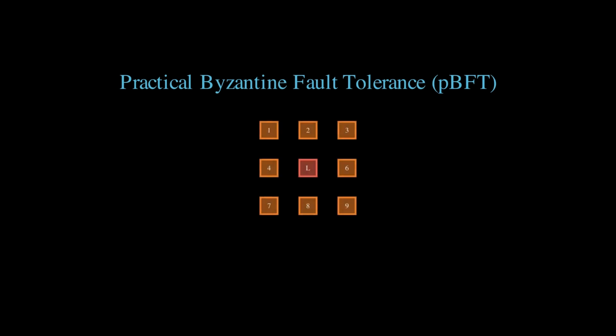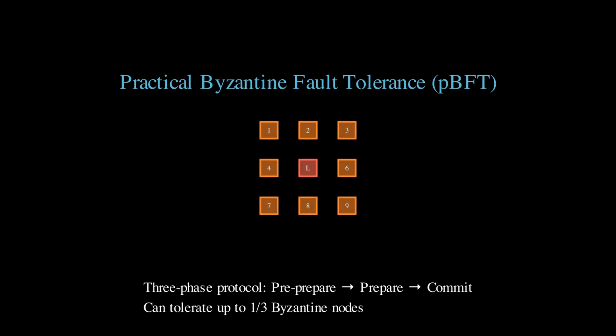Then there's practical Byzantine fault tolerance. This is what many enterprise blockchains use. Look at this 3 by 3 grid. You've got 9 nodes total with a red one in the center acting as a leader. It's got a sophisticated 3-phase protocol. Pre-prepare, prepare, then commit. Every decision goes through these 3 voting rounds. The amazing thing is, it can tolerate up to 1/3 of nodes being completely Byzantine, meaning malicious, compromised, or behaving arbitrarily. That's incredibly robust, perfect for when you need instant finality and can't wait for multiple confirmations.